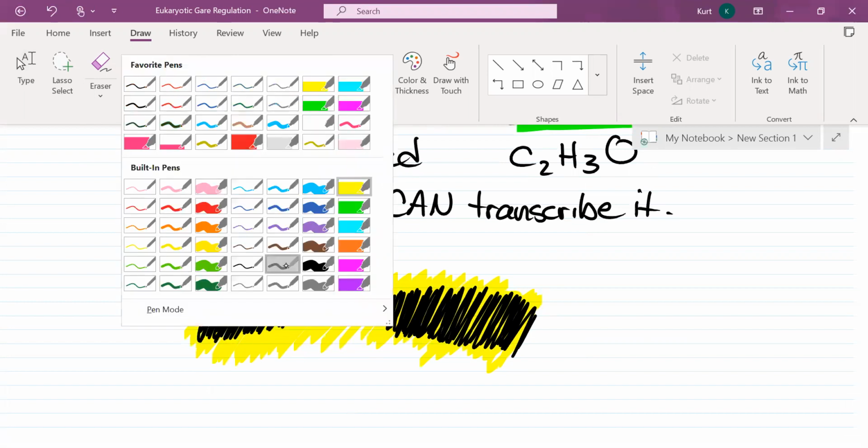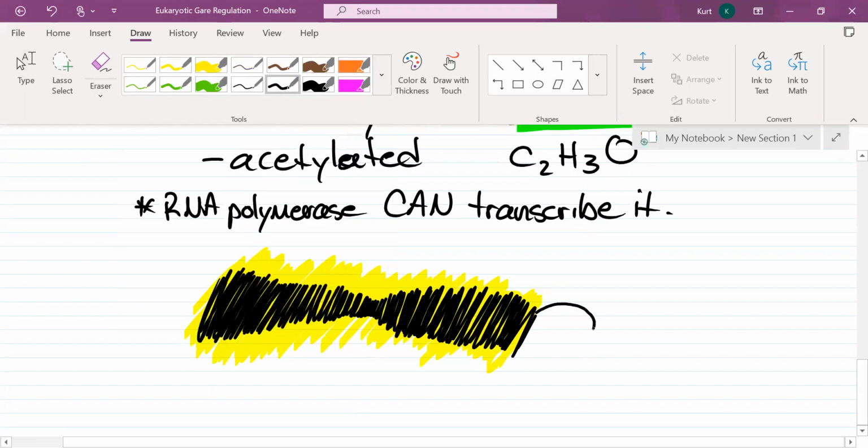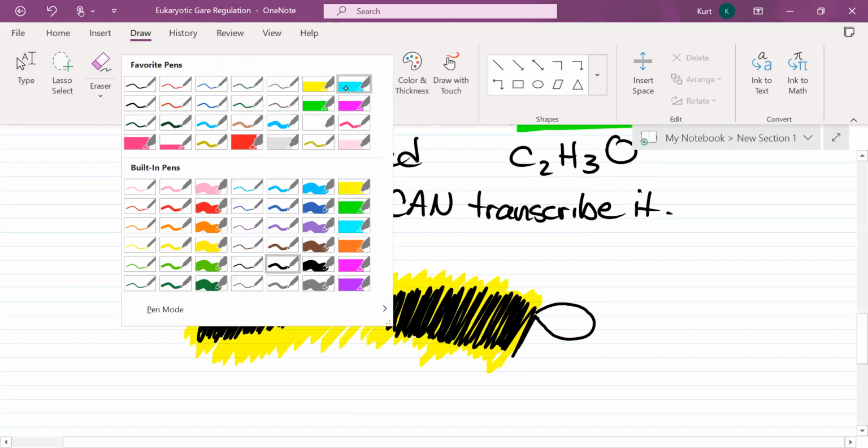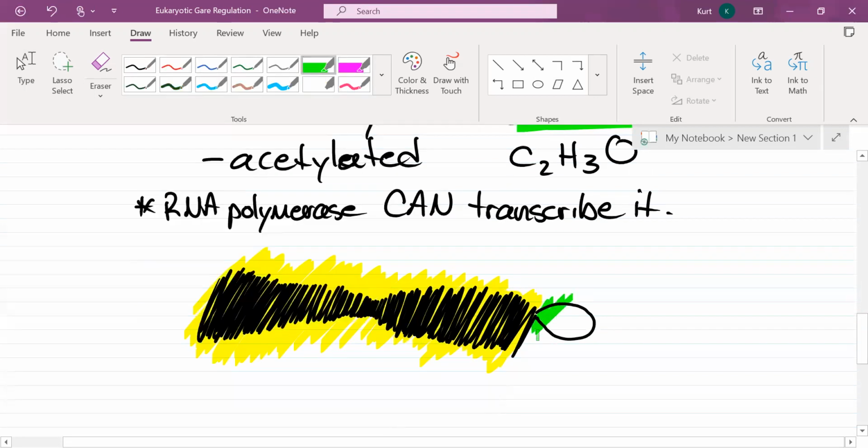Except for, look at this. There's a little loop. It's a loose piece. This is going to be the part that's been acetylated, and you can actually access it. Now, Ayla, you had your hand raised.